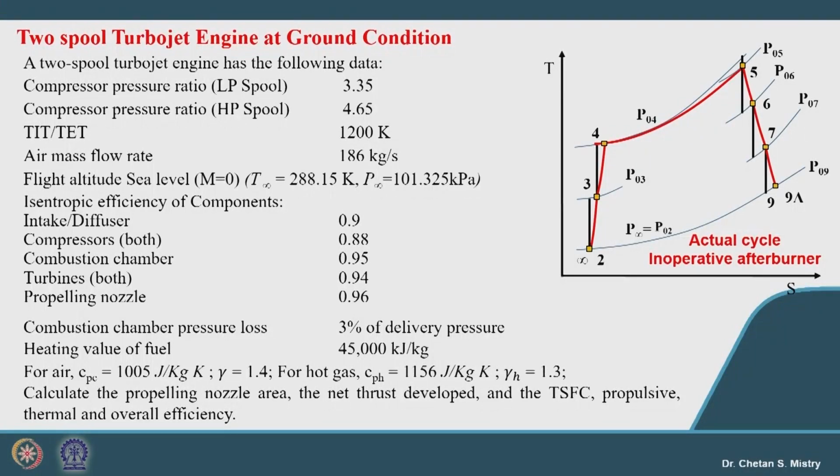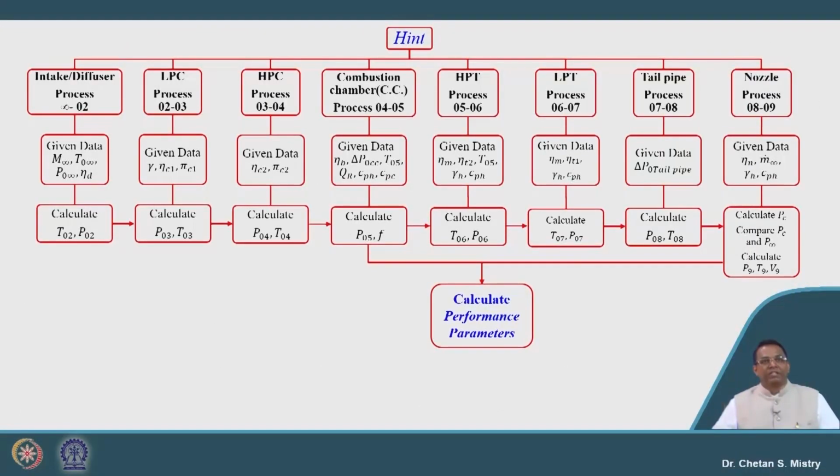This is a two spool turbojet engine, and we are doing the calculation for the ground condition. For the ground condition our Mach number is 0, and the temperature and pressure are 288.15 Kelvin and 101.325 kilopascal. The turbine entry temperature is 1200 K.